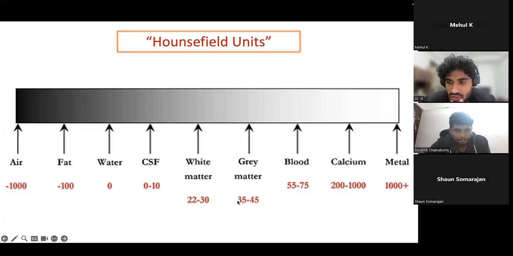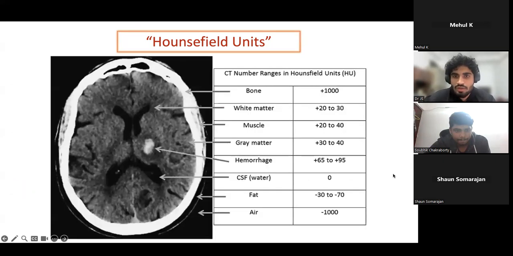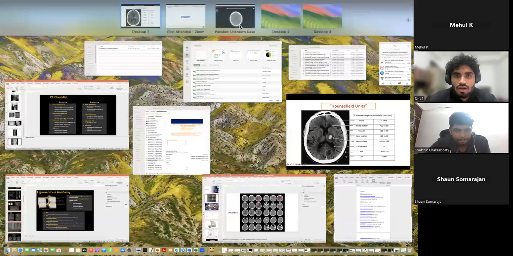So if you tell me gray matter in English, CT will understand it in terms of 35 to 45 Hounsfield units. That is its own language. So we have to understand the language of this one as well. Blood is 55 to 75, calcium is around 200 to 1000, and metal is 1000 plus. Okay, so this is the Hounsfield unit. As you can see, this is the bone. Hounsfield unit is 1000. White matter is around +20 to 30. Then muscle will be around +20 to 40. Gray matter is this much. Here you can see there is an intracerebral bleed, and this accounts for around 65 to 75. Okay, so that is one thing.